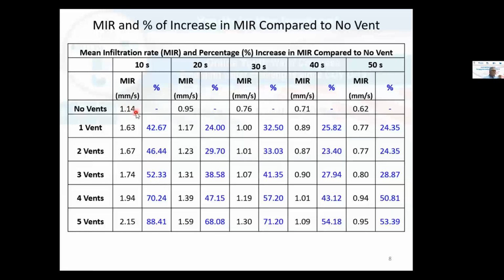Here you can see, at the 10-second intervals, with the provision of just one vent itself, we could see an improvement in infiltration of around 42%. And when we go down the column, from 1 to 5 vents, for 5 vents we could see an improvement in the infiltration rate of around 88%. And at 50 seconds, we could see an improvement from 24% to 53%.